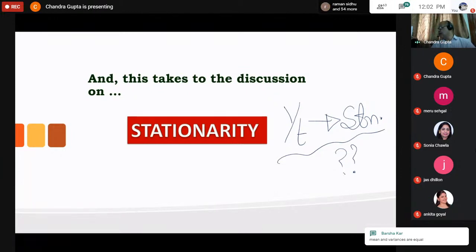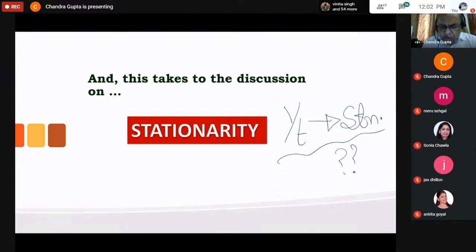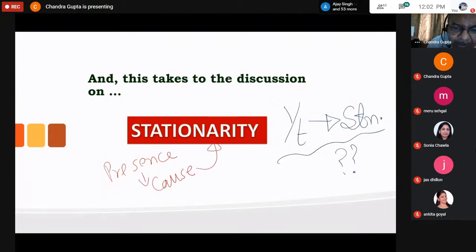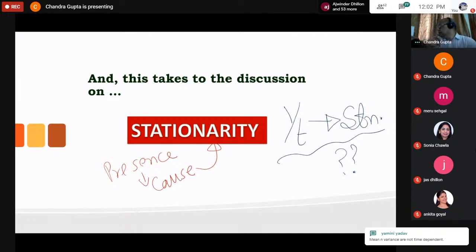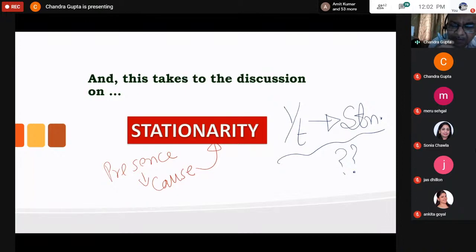Okay, that's not the way we define stationarity. Mean and variances are equal? No, that's not the way we define stationarity. When the series is not having a trend, of course, the presence of a trend. So Jita, the presence of a trend is the cause of non-stationarity, but it's not the meaning of stationarity. Okay. Yes, Yamini is right. The mean and the variances are independent of time. Then we talk about stationarity. But this is a crude way to understand it.